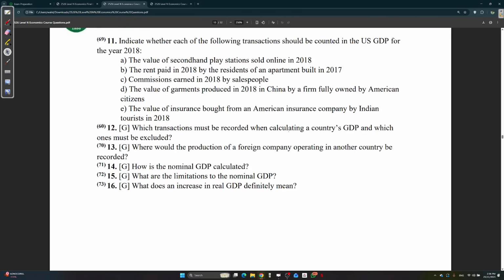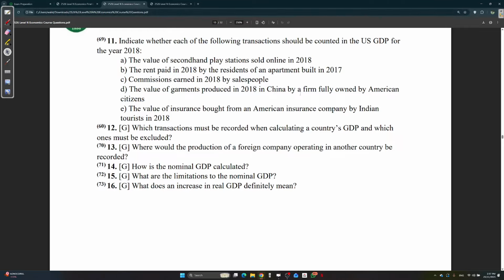Which transactions must be recorded when calculating a country's GDP and which ones must be excluded? Simply, it's a country's GDP. If you're buying a car that's produced in Japan, but you're in America, you're buying a Japanese car, it's not going to be included in the GDP of America because it was produced in Japan. That's simply how you think about it.